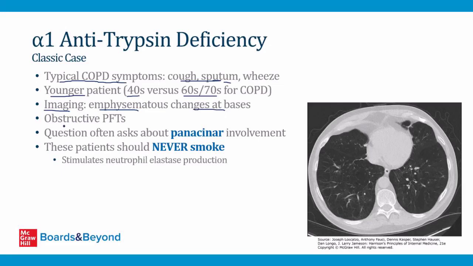The pulmonary function testing will show obstruction. And a lot of times the questions are going to ask you about the differences between this problem and traditional emphysema. So the question often asks about pan-acinar involvement versus centrilobular involvement.